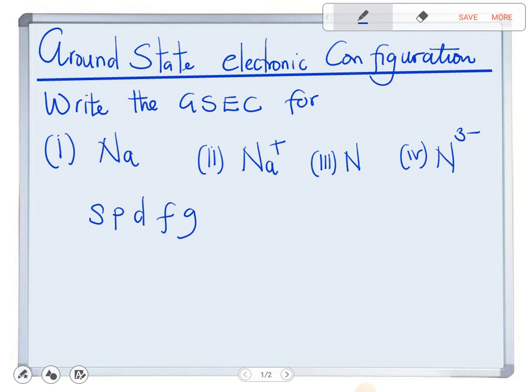Now, each of these has a maximum number of electrons it can hold. Making sense? S can hold up to 2 electrons. P can hold up to 6 electrons. The D can hold up to 10 electrons. The F can hold up to 14 electrons. The G can hold up to 18 electrons, and so on. So there's a difference of 4, 4, 4.